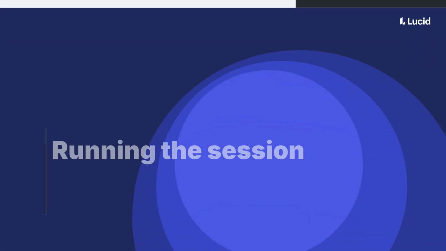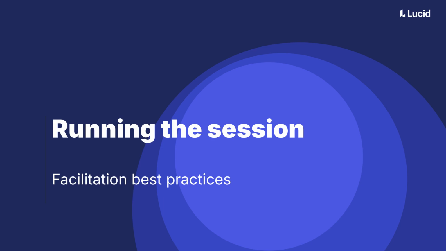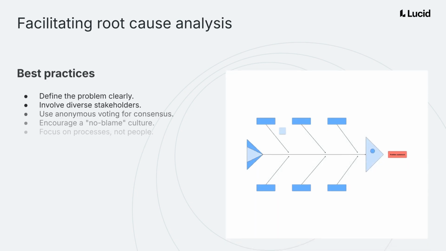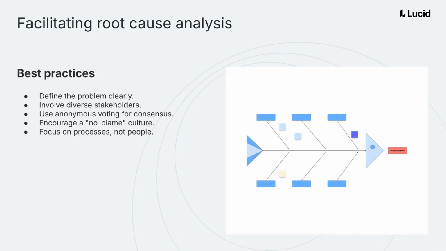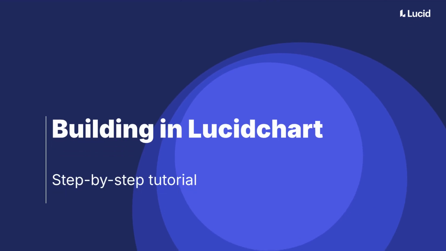Creating the diagram is only half the battle. You also need to manage the human element of the brainstorming session to get the best results. Best practices for facilitating a root cause analysis session include clearly defining the problem statement up front and involving a cross-functional team to ensure all perspectives are represented. Now let's walk through the actual building process.